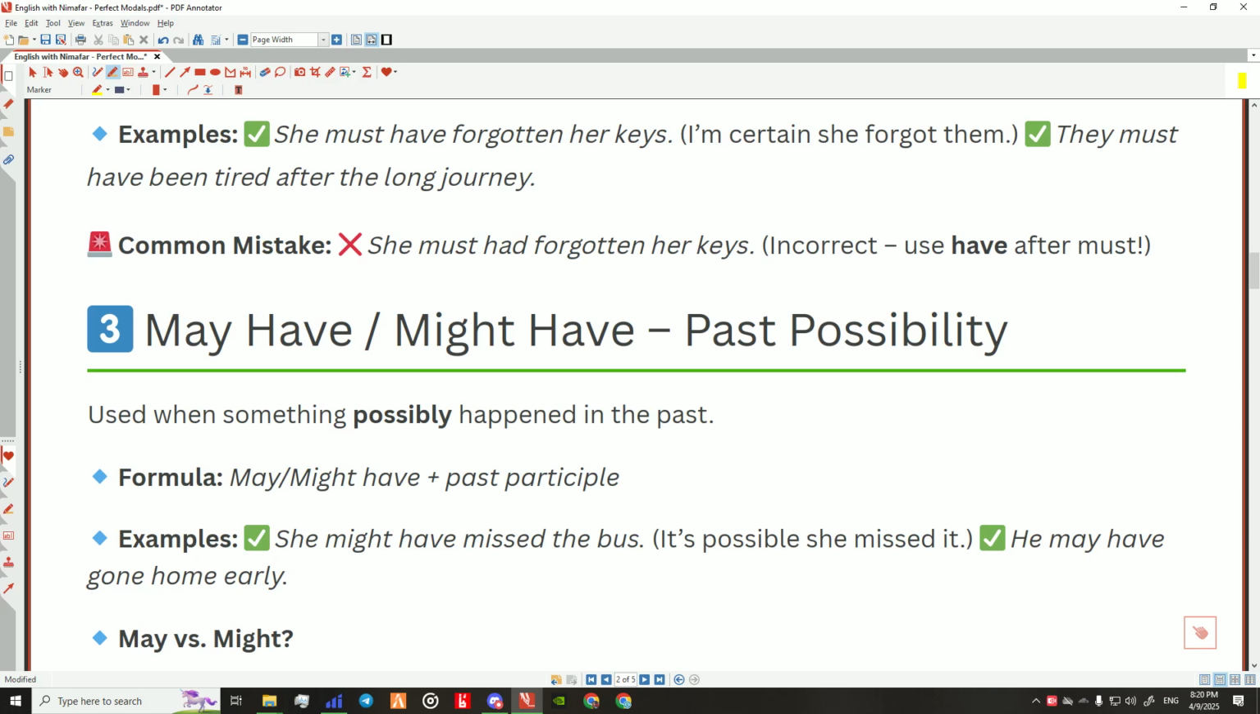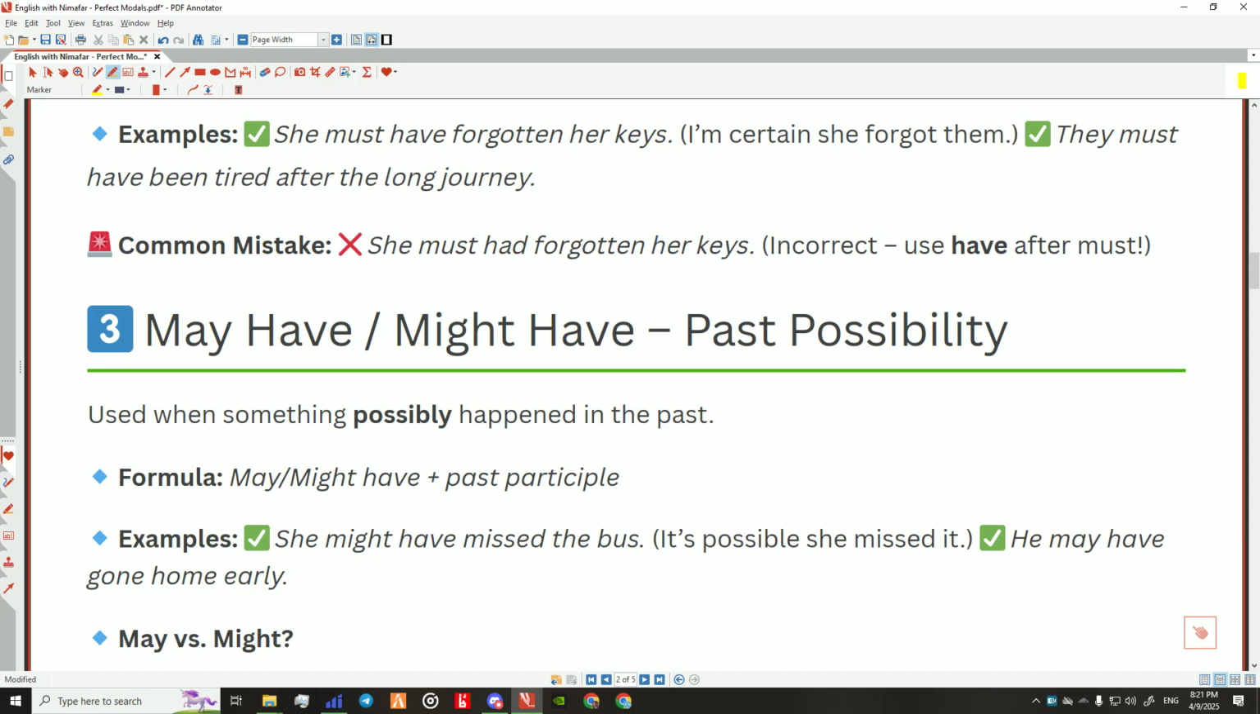May or might have plus PP. She might have missed the bus. For example, she was late, something like that. I said, oh yeah, she might have missed the bus. It is possible she missed it. I don't know. I'm just guessing. She might have missed the bus, or she might have missed a train, or she might have overslept, whatever. I don't know. I just think.